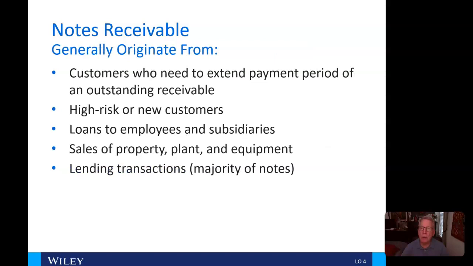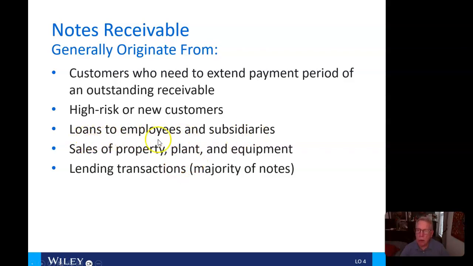Customers, generally, we're going to generate a note receivable for customers who need to extend the payment period of an outstanding receivable. Sometimes, instead of giving them accounts receivable right away or putting them on a cash and carry basis, we might set them up with a note receivable for maybe a high risk customer or a new customer that we don't have sufficient financial information on to help us decide whether to grant them terms, meaning going into an accounts receivable situation.